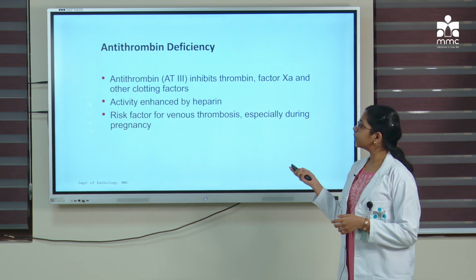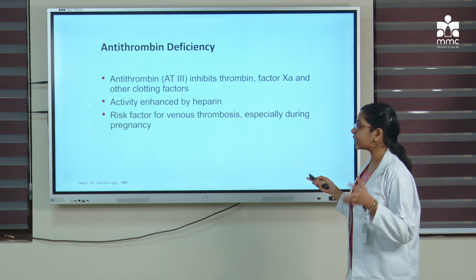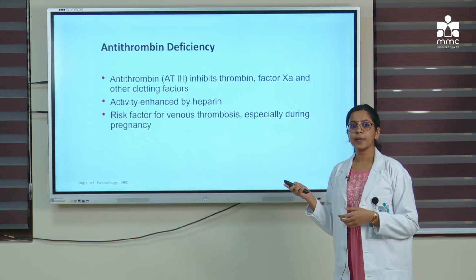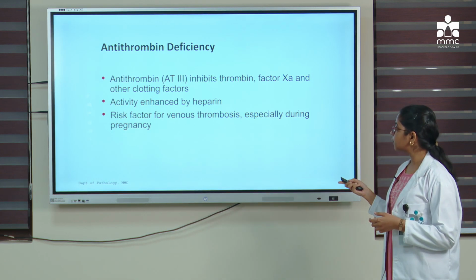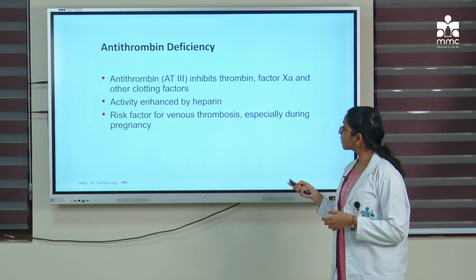Next one is antithrombin deficiency. It is actually the molecule which inhibits thrombin, that is factor 10A, and other clotting factors. Its activity is actually enhanced by heparin. The risk factors for venous thrombosis, especially during pregnancy. So this is very important.